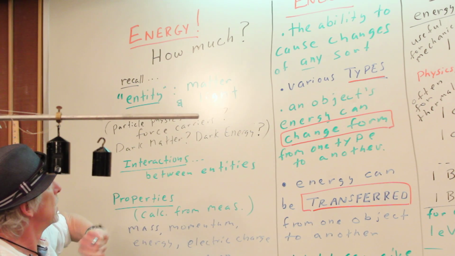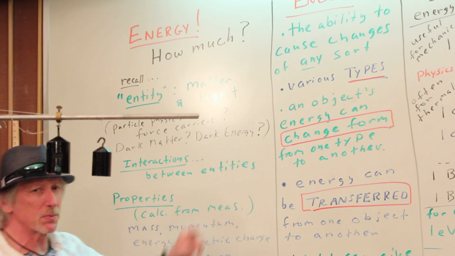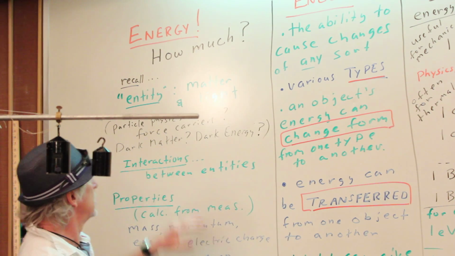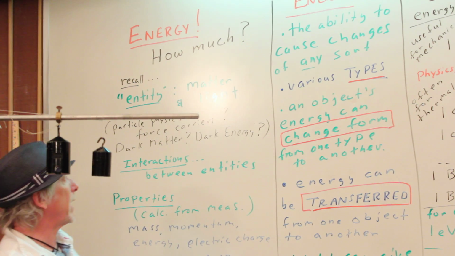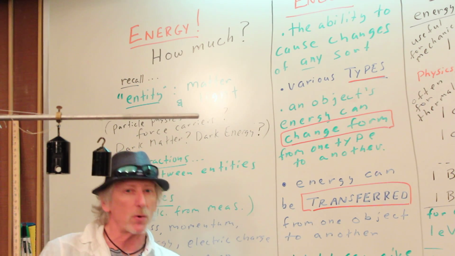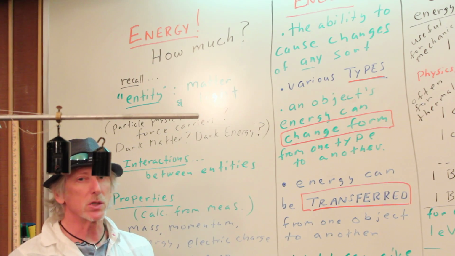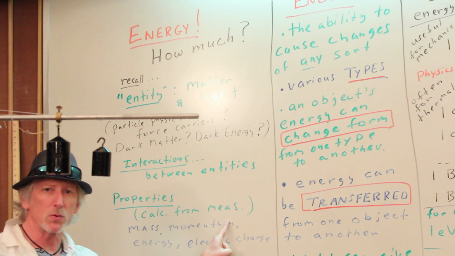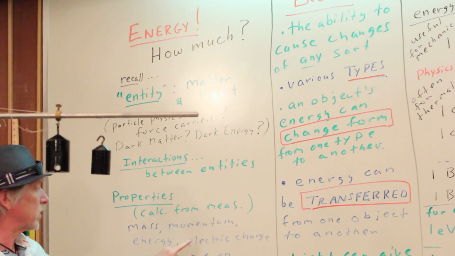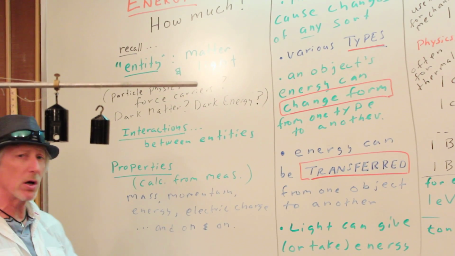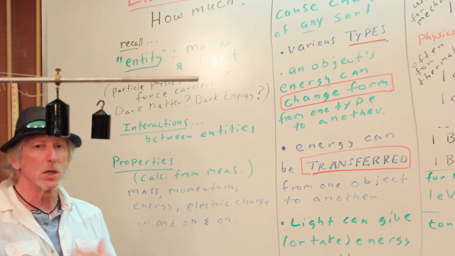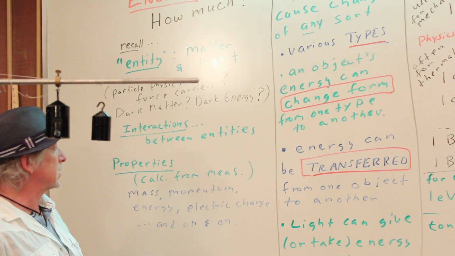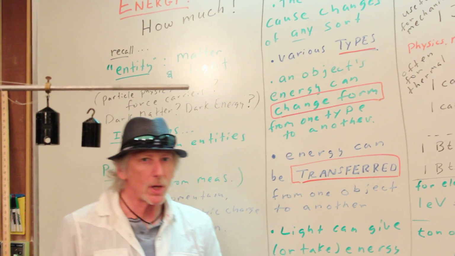Okay, so entity, right? There are interactions between entities. Light can bounce off of matter. Matter can glow, we're all glowing infrared. Objects can hit, so there are interactions. We talk about forces, that's an interaction. Mass is not an interaction, right? It's a property an object has, so we have properties that we calculate from measurements. So there's mass, there's momentum, there's energy, there's electric charge, and on and on. These are things we take measurements of, and we work within our theory to calculate these properties that these entities can have. Okay, cool. Just wanted to say that.